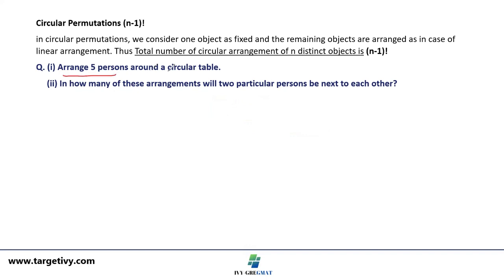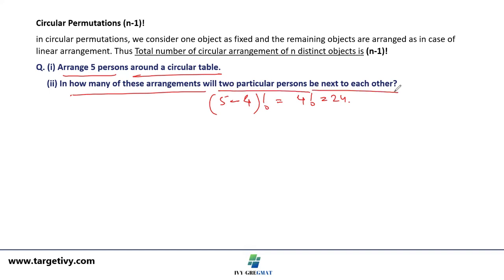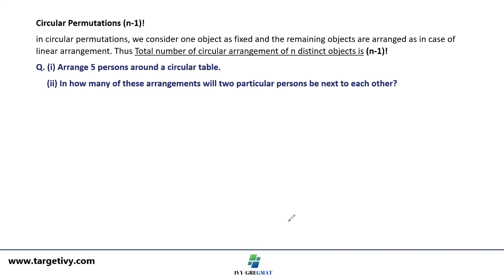Arrange 5 persons around a circular table. 5 minus 1, that is 4 factorial, which is 24. In how many of these arrangements will two particular persons sit next to each other? So here is a twist.